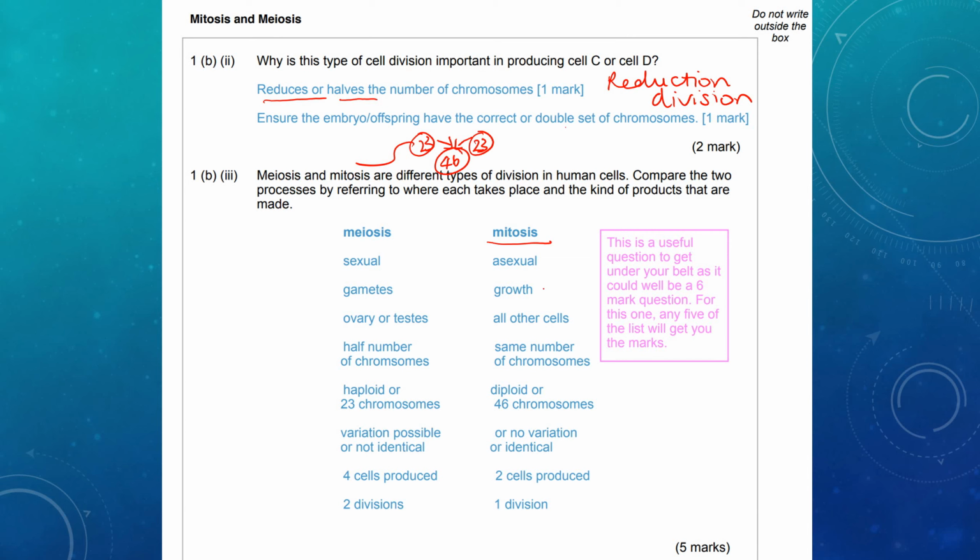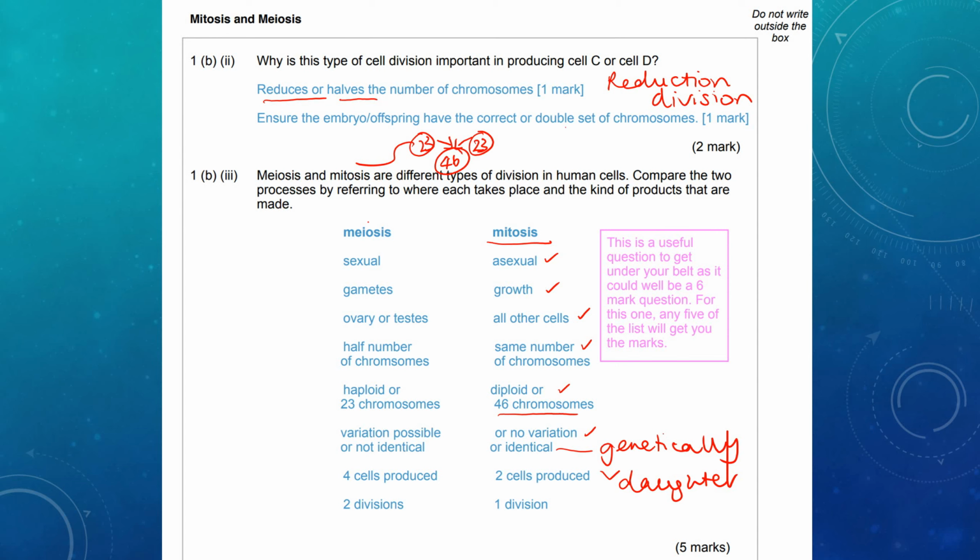This is the type of cell division for growth and repair. It's asexual. It happens in all cells in the body apart from the sex organs. You have the same number of chromosomes, diploid, or if it's in humans, there would be 46. There's no variation, they are identical. I would put that they are genetically identical. There are always 2 cells produced, and you could call them daughter cells. That's what scientists call them. And there's only 1 division.